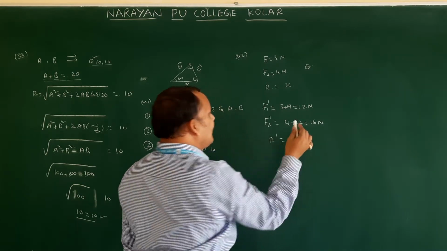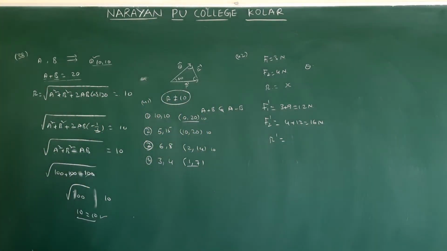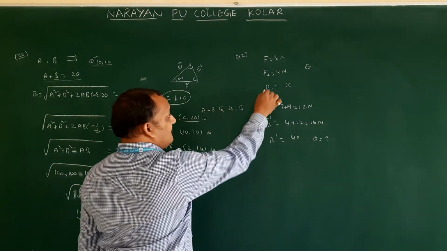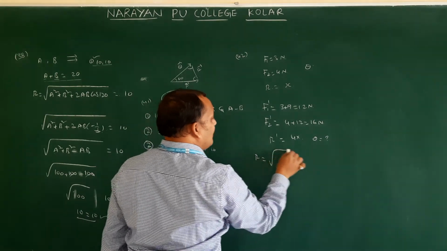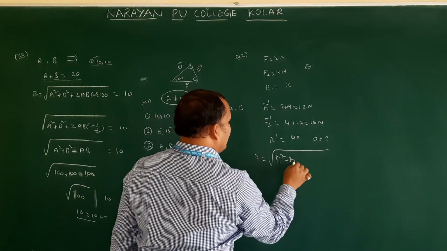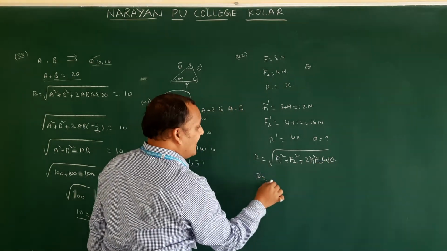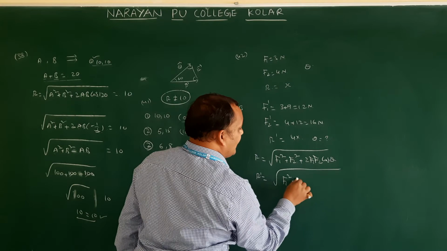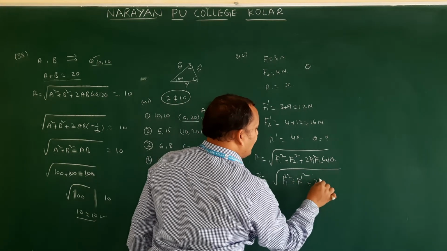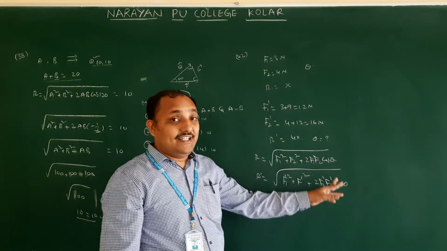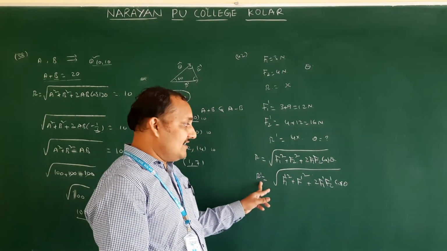Then the resultant R dash is equal to how much they gave? R dash equals 4x. Theta is there also. This is 4x. Then what is the R theta? First we will write this resultant. R is equal to root of f1 square plus f2 square plus 2 f1 f2 cos theta. R dash is equal to root of f1 dash square plus f2 dash square plus 2 f1 dash f2 dash cos theta. Theta they didn't change, only the forces changed, and the resultant is going to change.